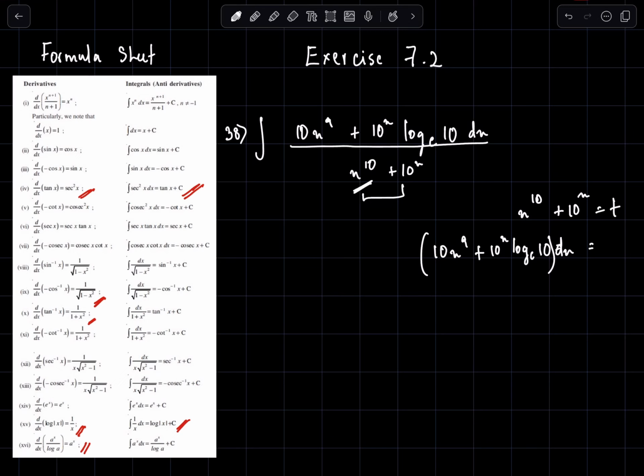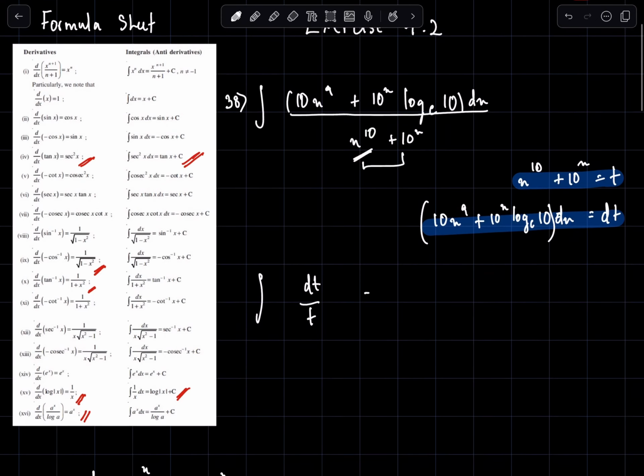The whole times dx is equal to dt. This is important. So, the good thing now is we have a t and we have a dt. Okay? Simple. So, by the way, this is also in brackets, if that makes it easier. Okay, so integral of dt over t, which is very simple, is equal to log of t, which is equal to log of x to the power 10 plus 10 raised to the power x plus c.